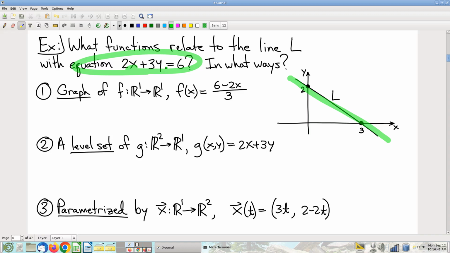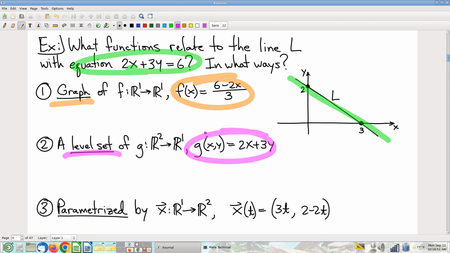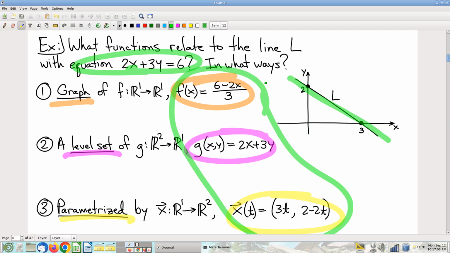So, in particular, this line that we've got here, this is a graph of one function. It's a level set of a different function. And it is parameterized by yet another function. So, what function are we looking at here? Well, depending on how you want to think about pictures, it could be any of these functions. Be clear, be careful, right?